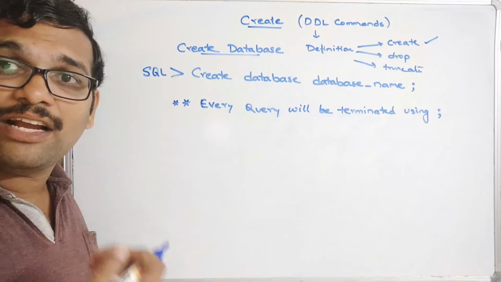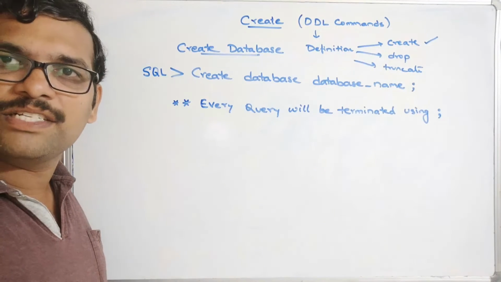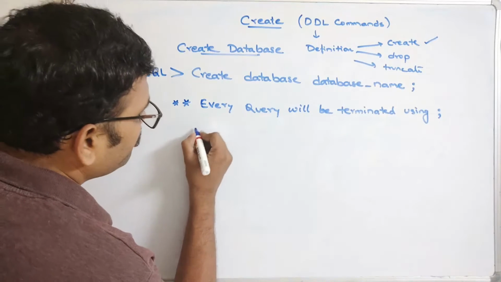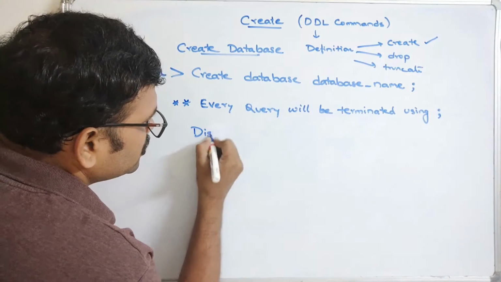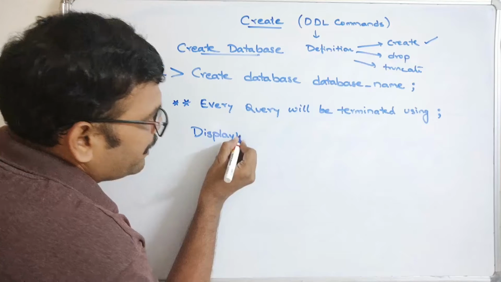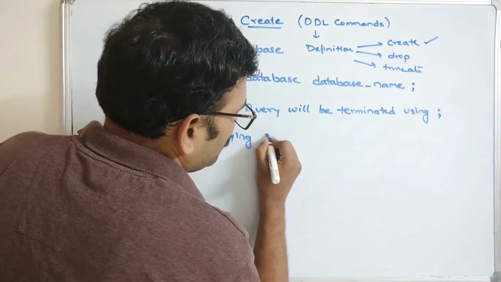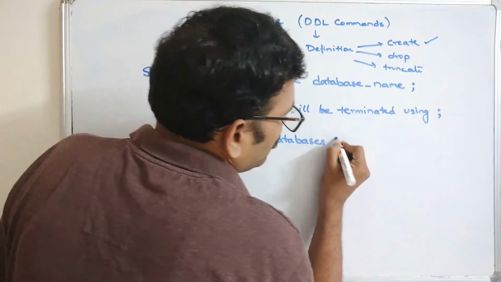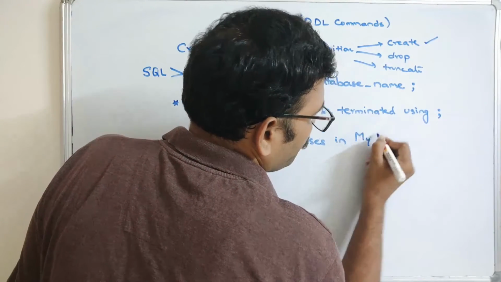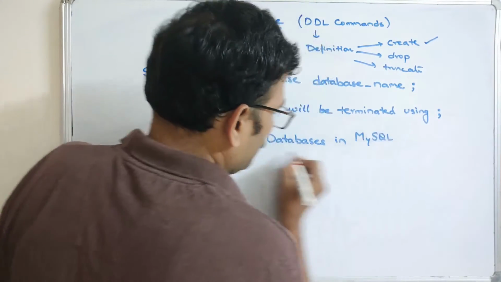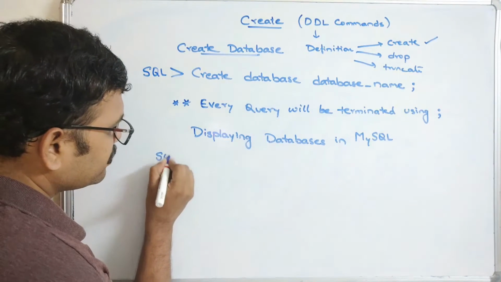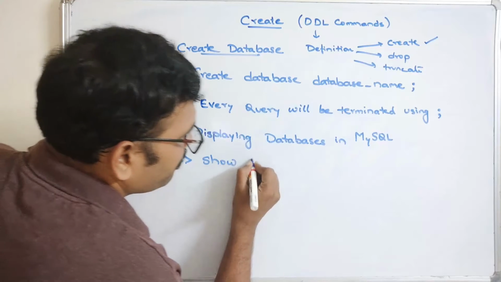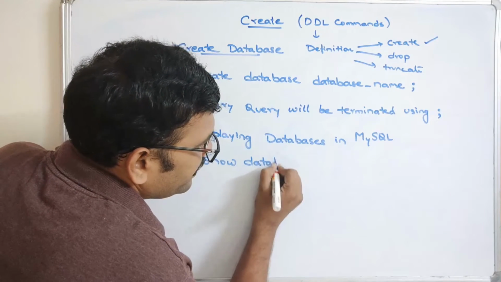If you want to check how many databases, and what databases, are available in this particular MySQL, the next command is displaying databases in MySQL. The command is show databases.